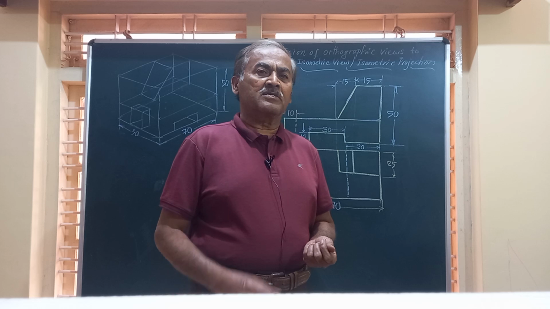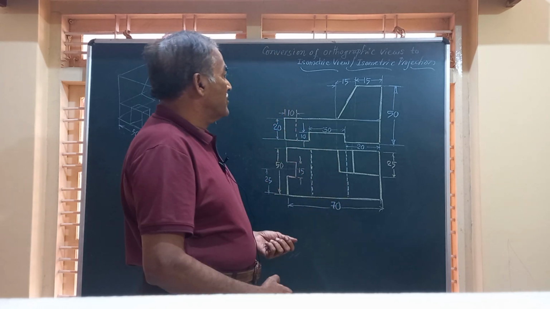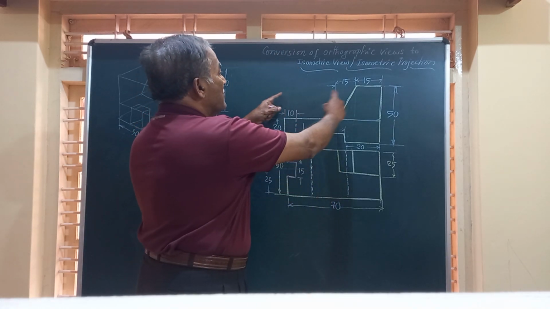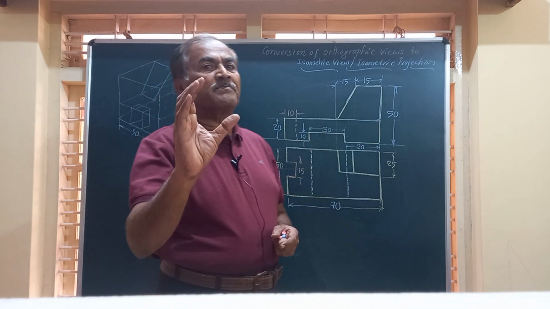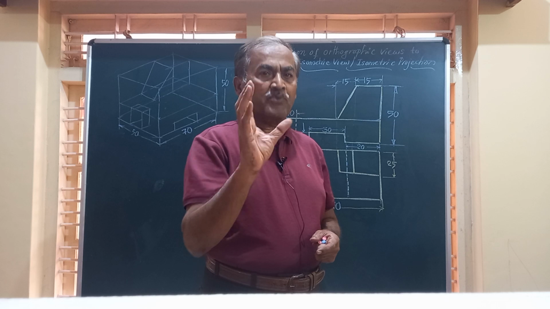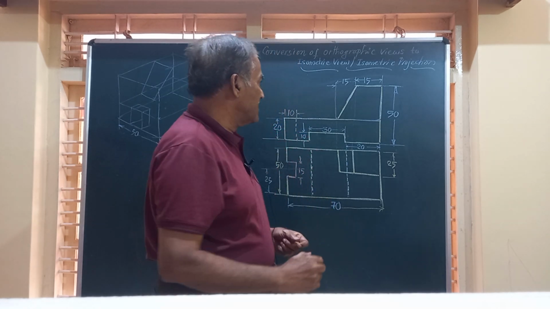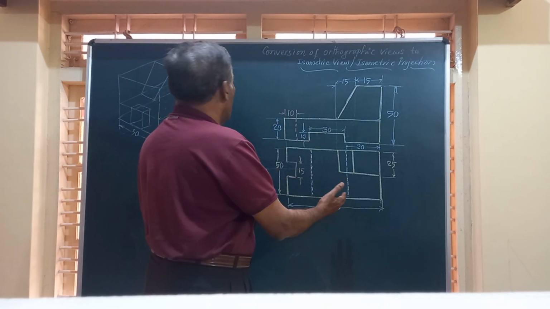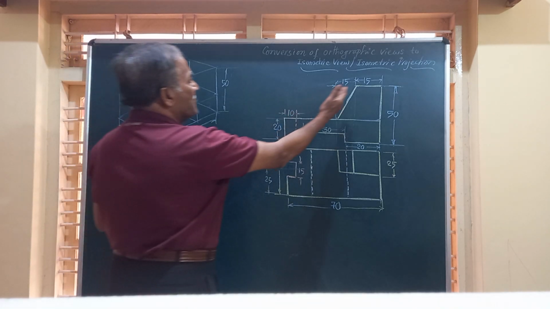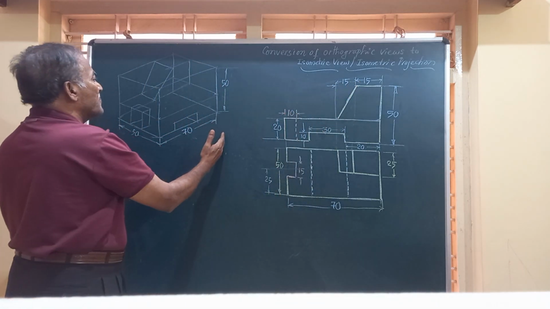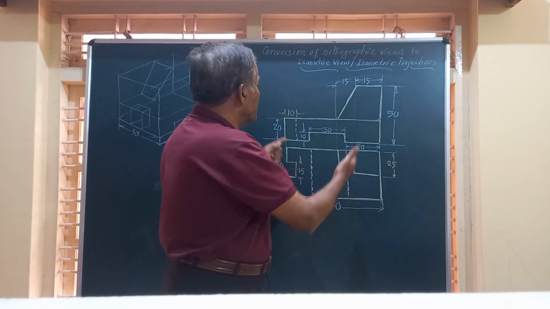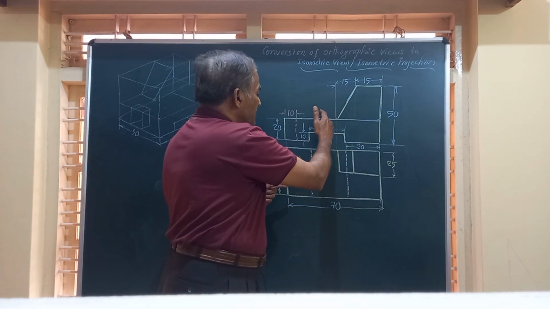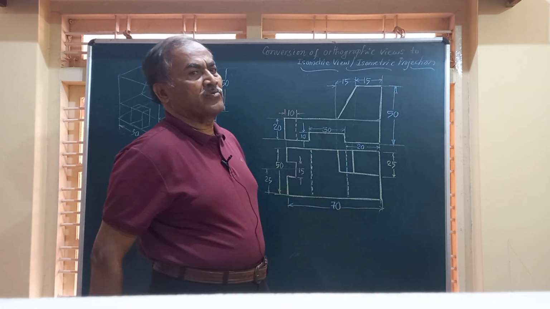Friends, in this video, we have been given the orthographic views of a simple casting, a product or a component, and we are required to draw the isometric view of the given object by noting down the dimensions from the given front view and top view.